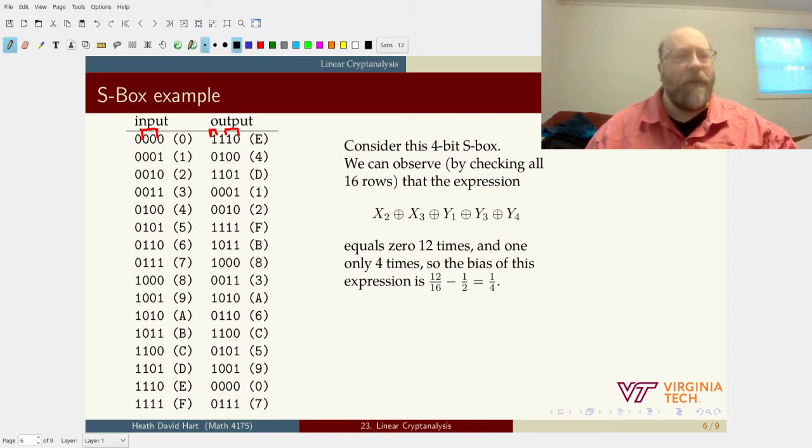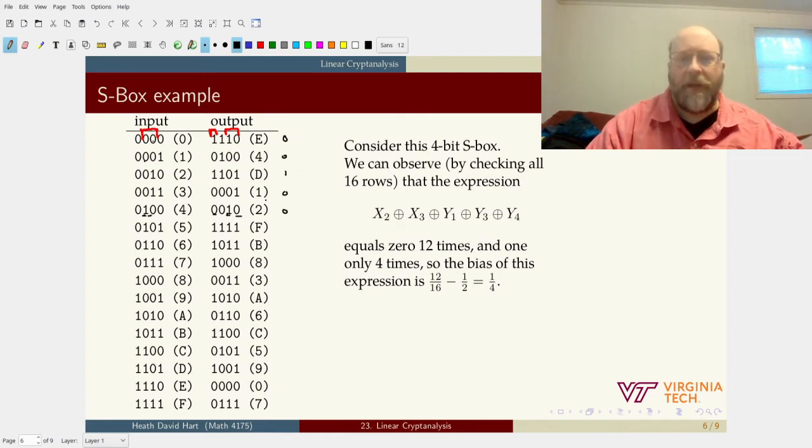Let me walk through the first few rows here. 0, 0, 1, 1, 0 gives me 0. 0, 0, 0, 0, 0 is also 0. 0, 1, 1, 0, 1, well, that gives me a 1. That's one of the ones that we get. 0, 1, 0, 0, 1 gives me a 0. 1, 0, 0, 1, 0, that gives me a 0. You can already start to see that I'm getting a pattern of getting 0 more often than 1s for this combination of bits. And knowing that non-randomness gives me some possible exploit of what's going on here.